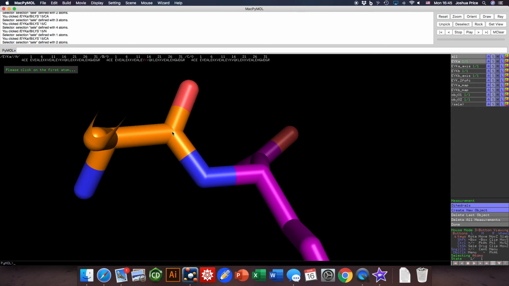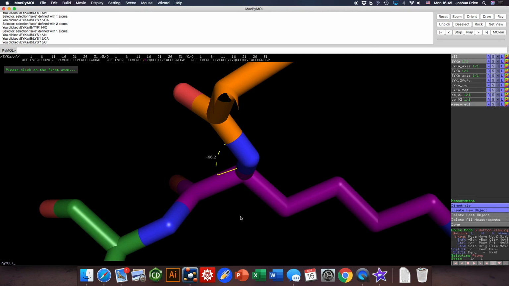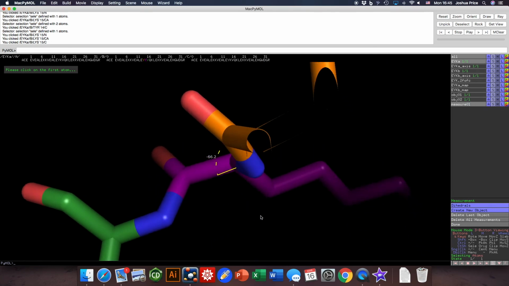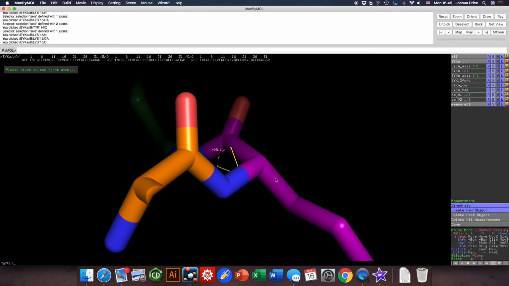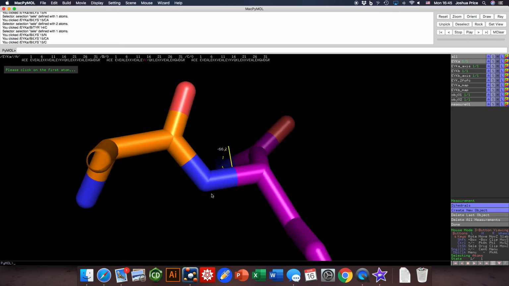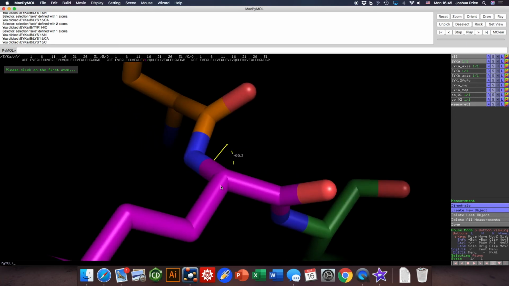And to do that, we need to click on the atoms that are involved in this Newman projection. And we see a dihedral angle of -66. There's a sign convention that determines whether that dihedral angle is positive or negative, and you don't need to worry about that now.